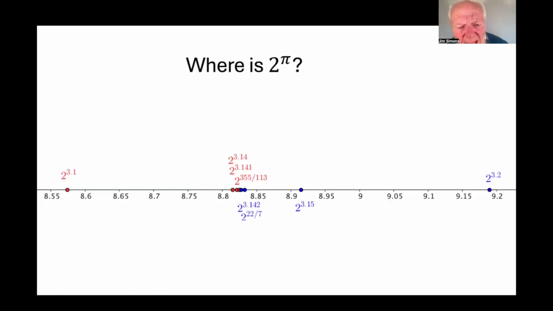So we can see where 2 to the pi actually is, and we can illustrate that last example here. All these red numbers are 2 to the something that's less than pi, and the blue ones are 2 to the something bigger than pi. So we've got the decimal approximation. We've also got this one, which actually isn't a terribly good approximation, and this one, which is a super approximation. And there's just one number between all the red ones and the blue ones, and that's 2 to the pi.